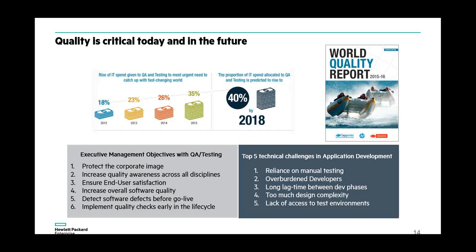Good examples. A lot of organizations do want to be able to release functionality because of business constraints and because of competitive situations, but at the same time, there's a very important need to protect things like the corporate image, ensuring that the end users are actually getting the right experience, that we're actually helping to detect some of these software problems and potential defects before we actually go live.